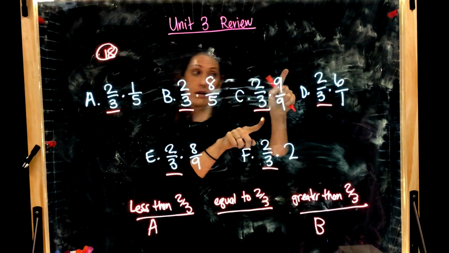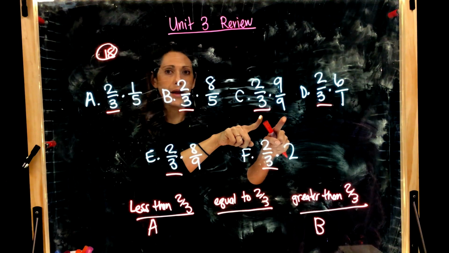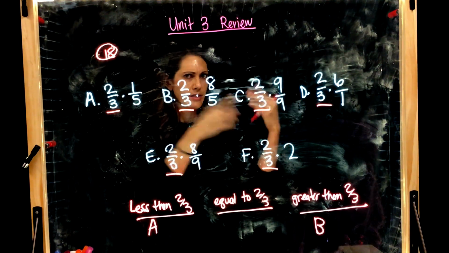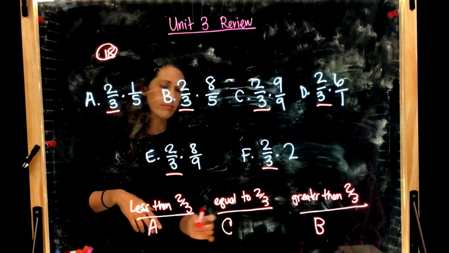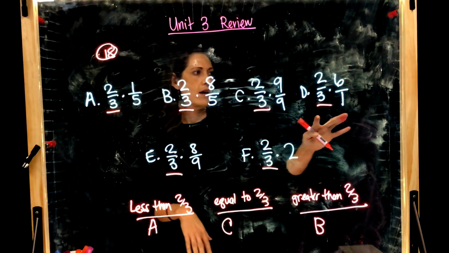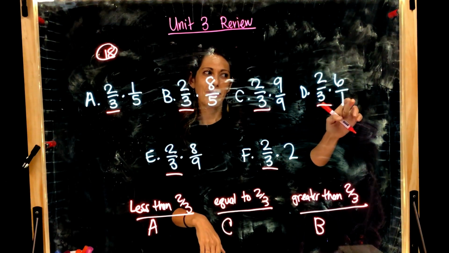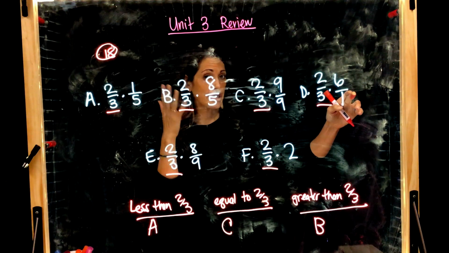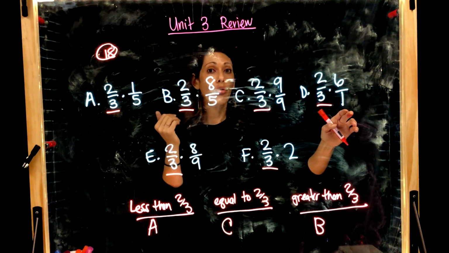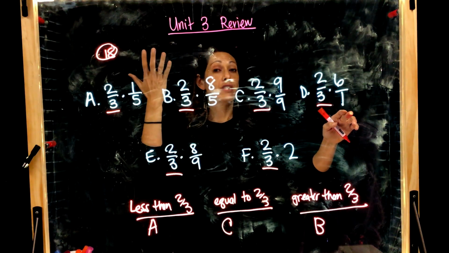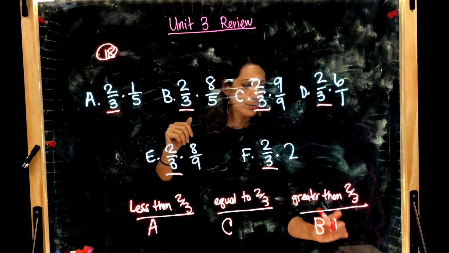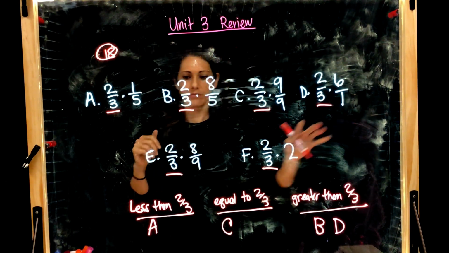Now I'm looking here. 9/9, don't let it trick you, that's a 1. 2/3 times 1 is 2/3. That's equal. C would go here. Here, I see that they made it into a fraction, but 6/1 is just 6. 2/3 times a whole number means I will get an answer that's greater than 2/3. So my D will go here.